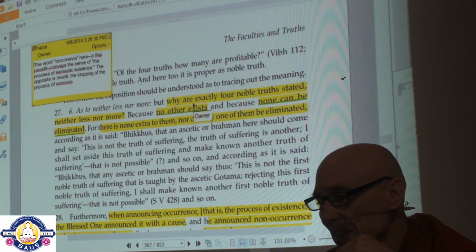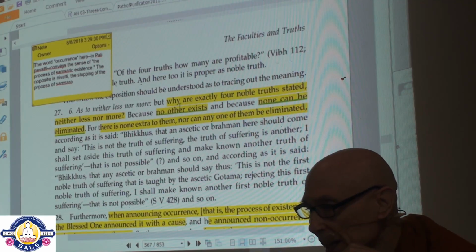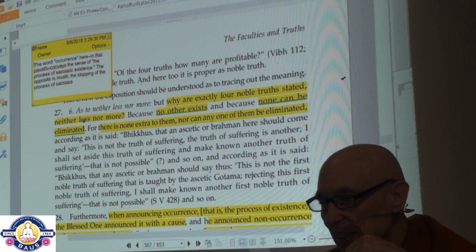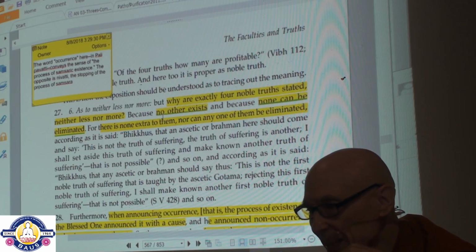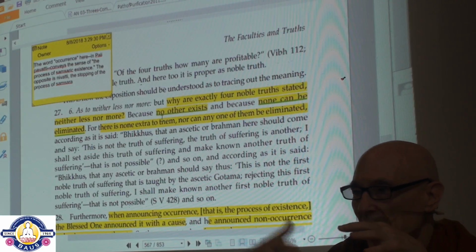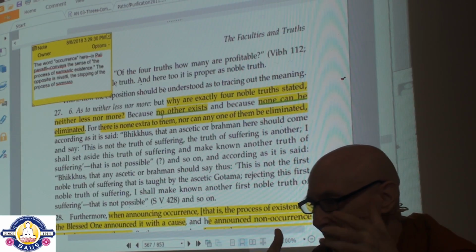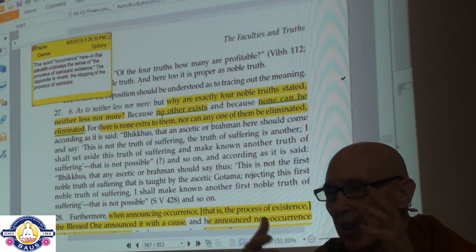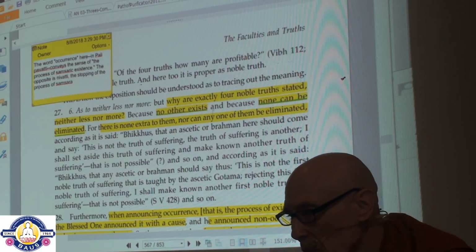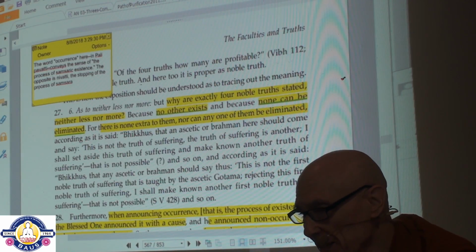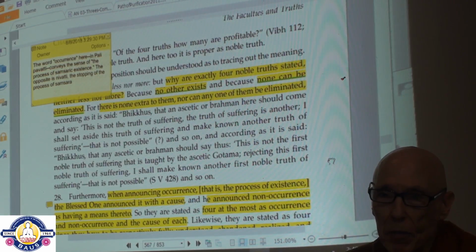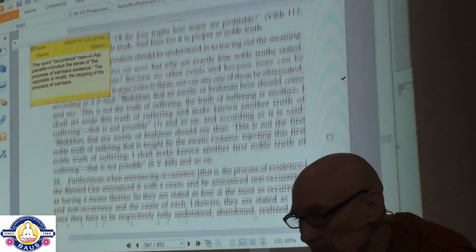Okay, then the text raises the question, why are there exactly 4 noble truths, not less, not more? And then it gives an answer, because no other exists, so it's not possible to add another noble truth here, not even necessary. So you don't have 5 noble truths or 6 noble truths, but there are exactly 4, and because none can be eliminated. If you eliminate one, then you break up the meaningful pattern established by the 4.